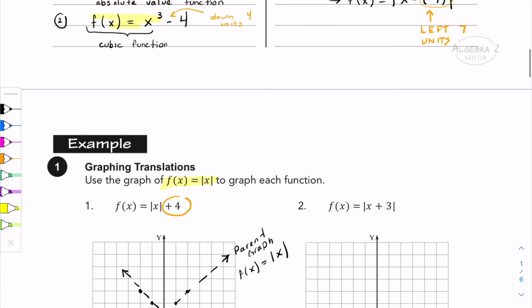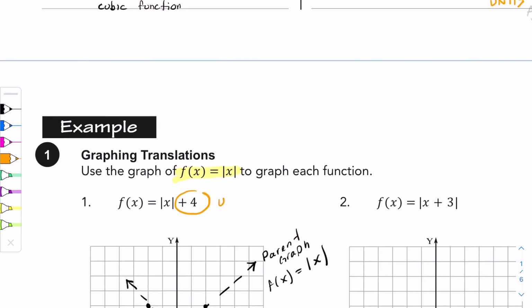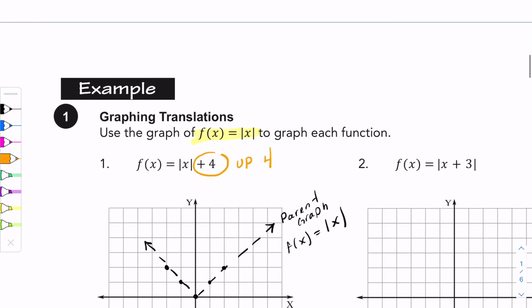If we're looking at a vertical shift and we have +4, that means we are shifting this function up 4 units. So for your final answer, you take every point that you plotted from the parent function and you move it up 4 units. This is your parent function. This is your final answer.